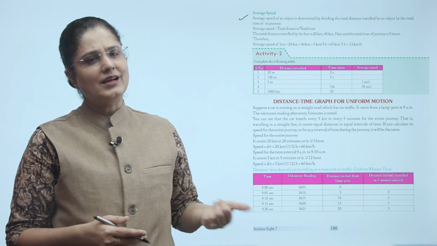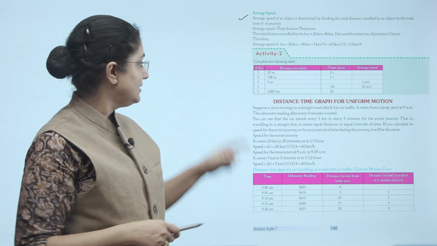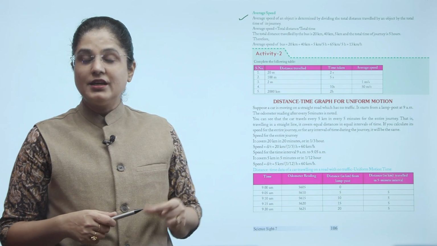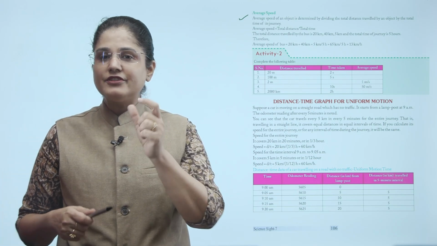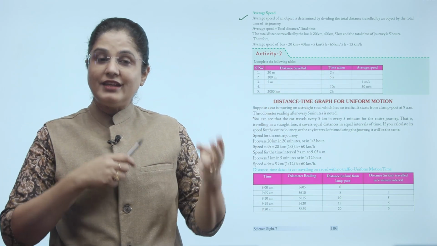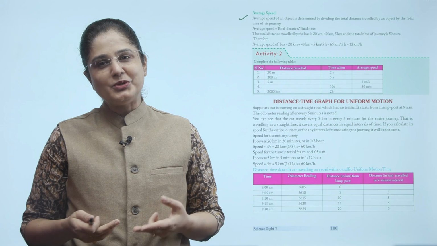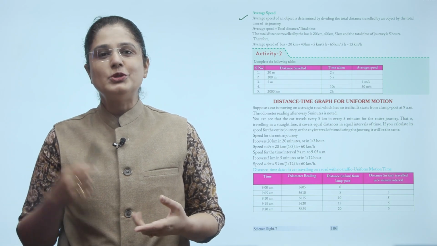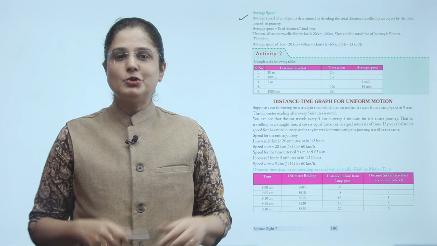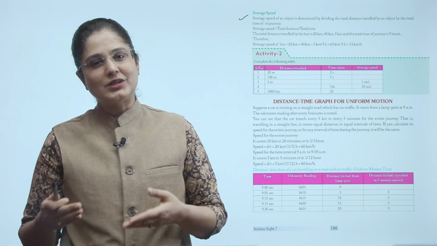This brings us to another activity. Complete this table given here. So you have the distance traveled, time taken, and average speed columns given here. So if you have any two values, you can calculate the third value by using the same formula, that average speed is equal to total distance traveled by total time.